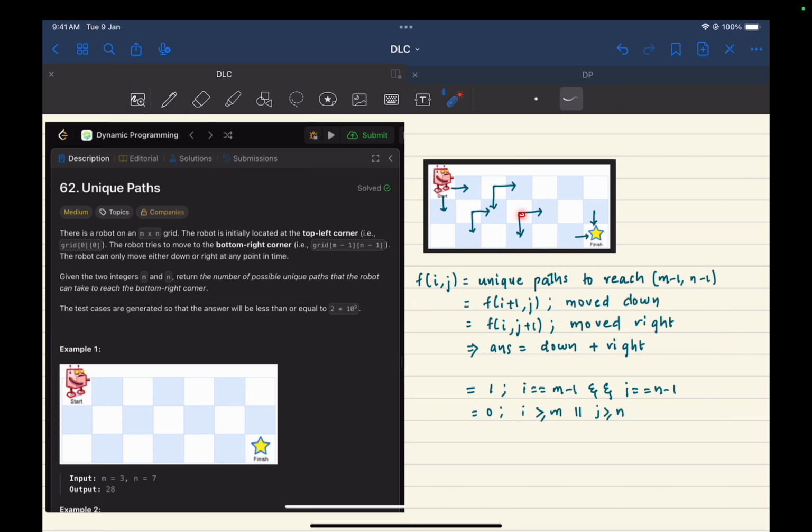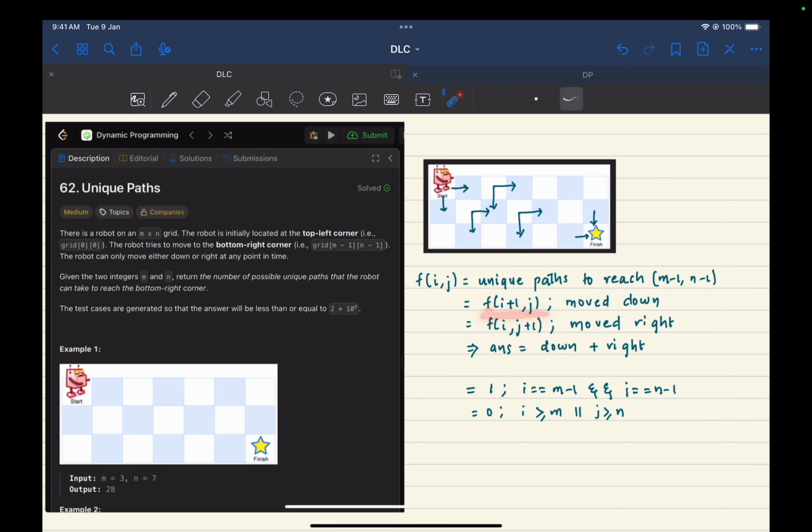Since I'm standing at the i and j point, I have two options, either to go down or to go right. If I choose to go down, that means my i, let's say my i is increasing in this direction and j is increasing in this direction, so my i will increase. So I need to identify the total number of ways in which I can reach from i plus 1 comma j to the end.